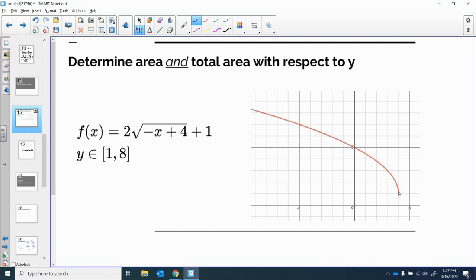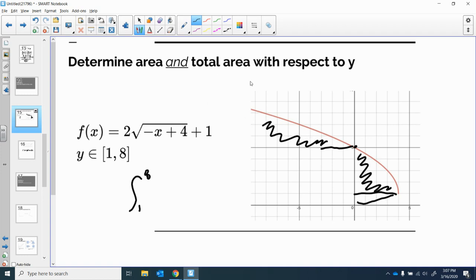So for instance, for this function right here, if I look at it from 1 to 5, this area right here would be positive with respect to the y-axis. And after 5, we're going to get a bunch of negative area with respect to the y-axis. So if I want to determine the area, all I have to do is evaluate some integral from 1 to 8. And then some of my positive area will cancel out with some of the negative area.